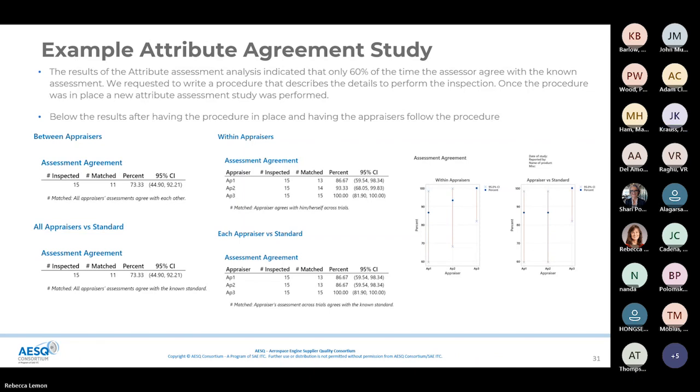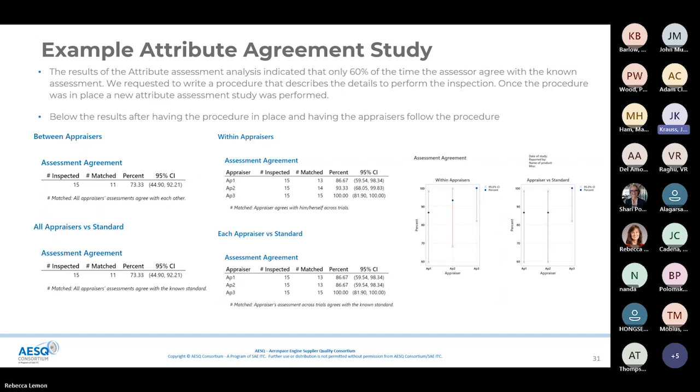So based on that percentage, the team decided, hey, if we're only matching between the operators 60% of the time to the master, we don't think that that's giving us confidence in dispositioning our product. So they put in a corrective action to make the inspection work instructions and the template a little more robust. And based on that, we have the below results.